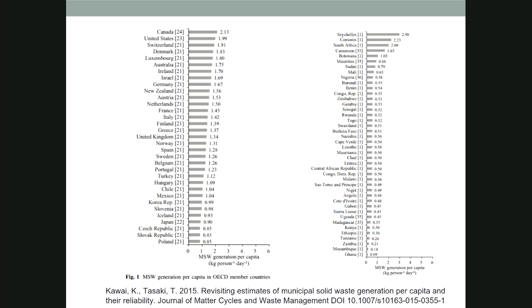All things are not equal across the planet, of course. Some countries produce more waste than others. In Canada, the average Canadian produces 2.13 kilograms of waste per day. In the United States, they produce just under 2 kilograms of waste per day. If we look at some of these other countries that produce much less, Ghana, for example, produces 0.09 kilograms of waste per day, so a fraction of the amount of waste that we produce in the United States.